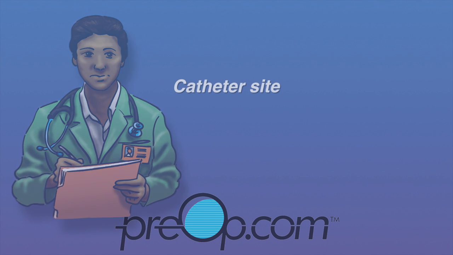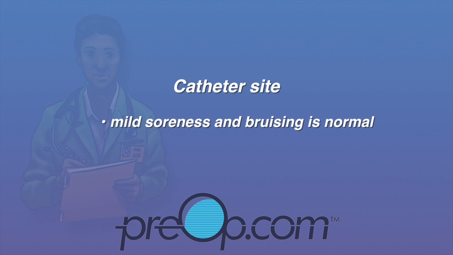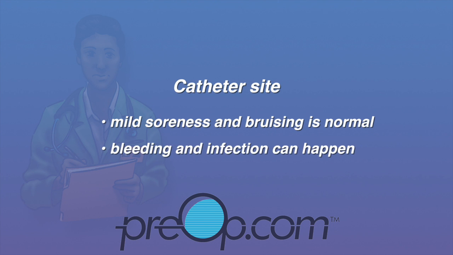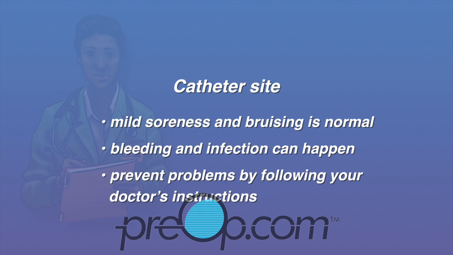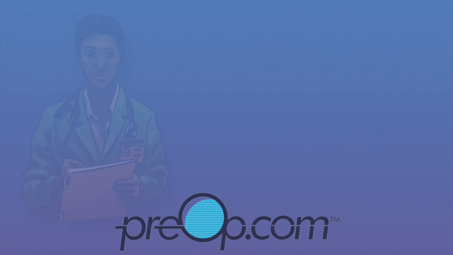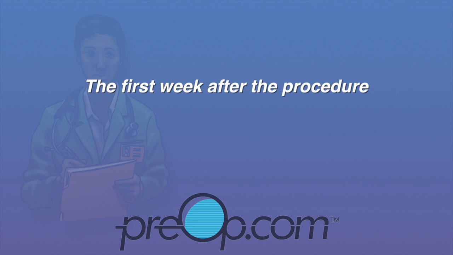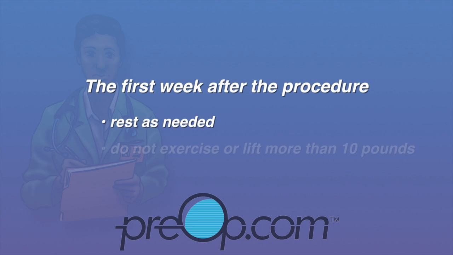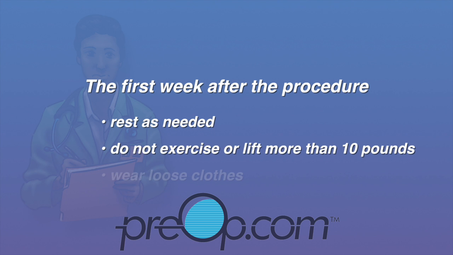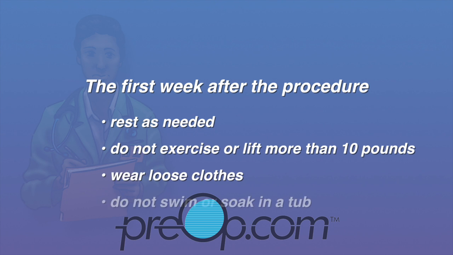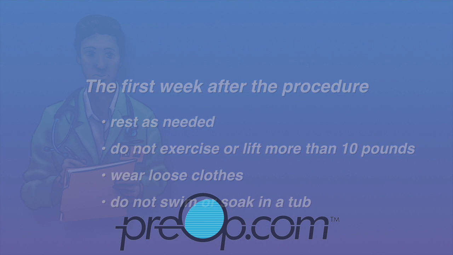At the catheter site, mild soreness and bruising is normal. Rarely, bleeding and infection can happen. Help prevent problems by following your doctor's instructions carefully. During the first week after the procedure, rest as needed. Do not exercise or lift anything more than 10 pounds. Wear loose clothing and do not swim or soak in a tub.